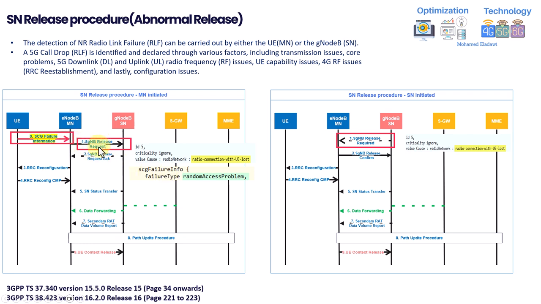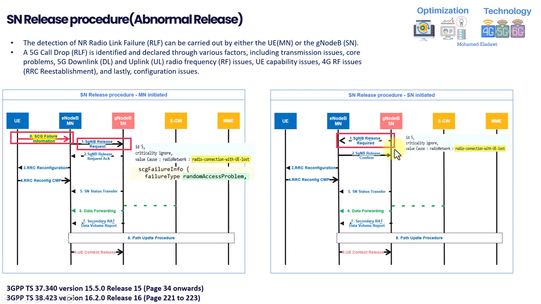Once this is received, the eNodeB will forward this message with a secondary node release request with the cause called radio connection lost with UE, and within the same message you will also find the SCG failure information called random access problem. Then the gNB will reply back with the secondary gNB release request acknowledgement, and this will follow the same exact information which we mentioned in the normal release. Here also it will contain the removal of the B1 related events and also the secondary cell group. It will continue the same.